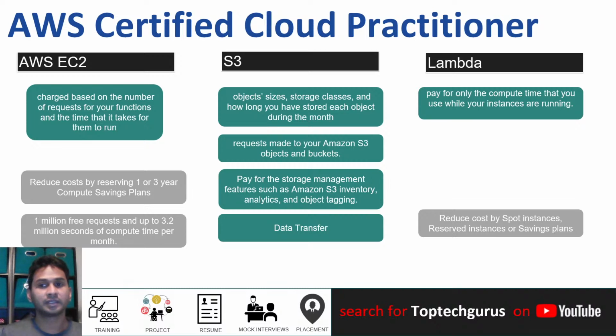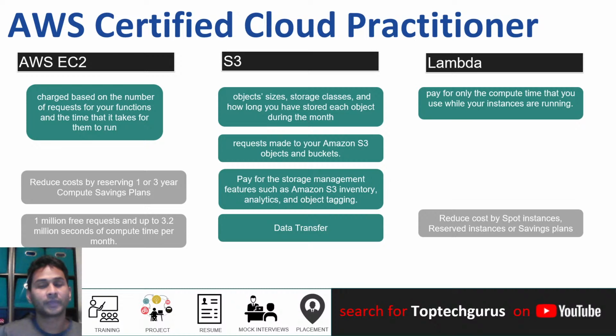This is more like the savings plan that EC2 instances have, so it's pretty similar to that. You also get, as I said in the previous slide, a million requests free and up to 3.2 million seconds of compute time per month free. So every month, if you make less than a million requests, and if it doesn't take more compute time than 3.2 million seconds, then you don't have to pay anything.